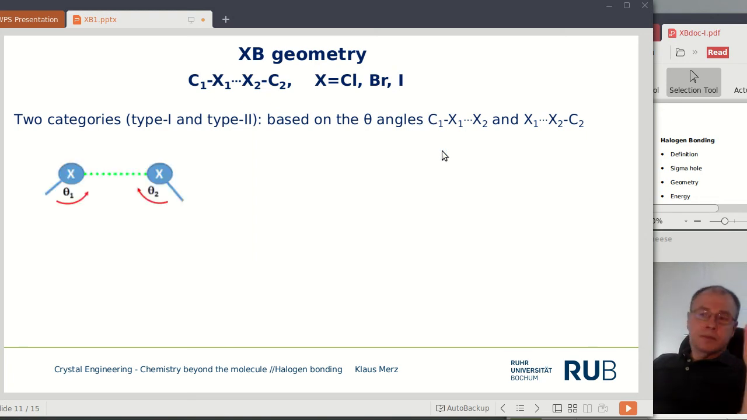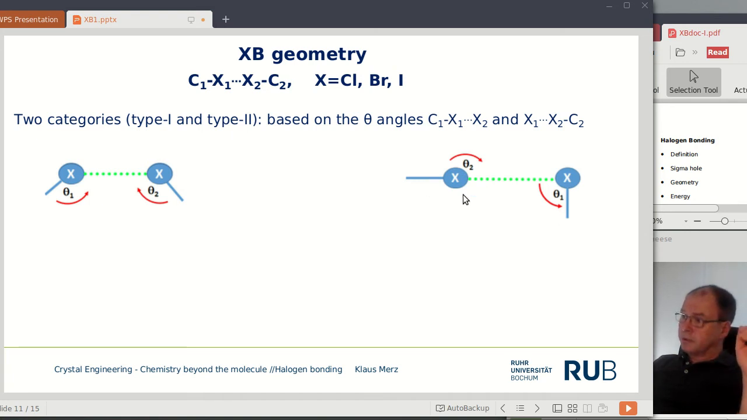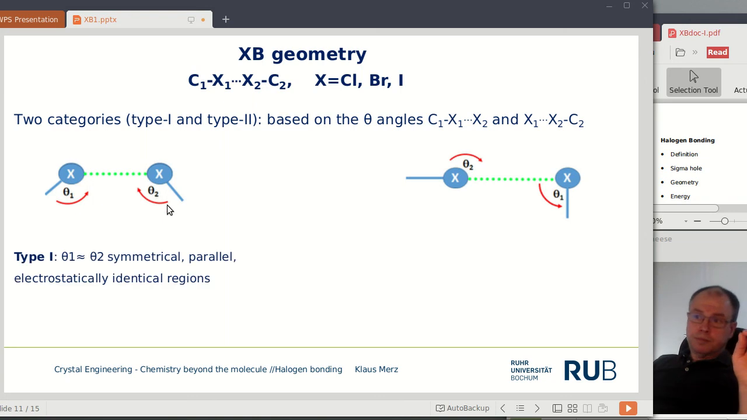One is the symmetrical conformation, and the other is something like this here, 180 and 90 degrees. Here theta 1 and theta 2 are equal. Parallel, electrostatically identical region. There's no difference.